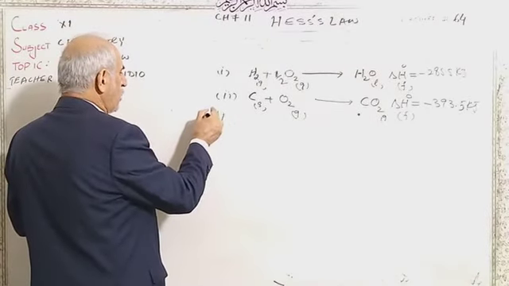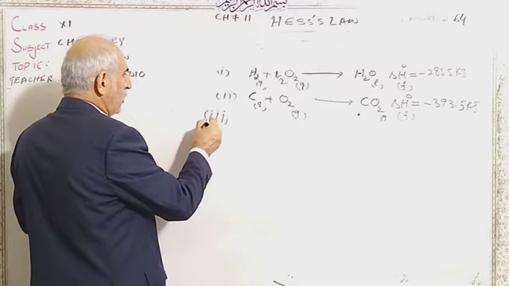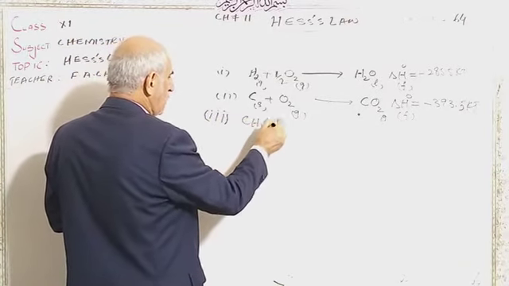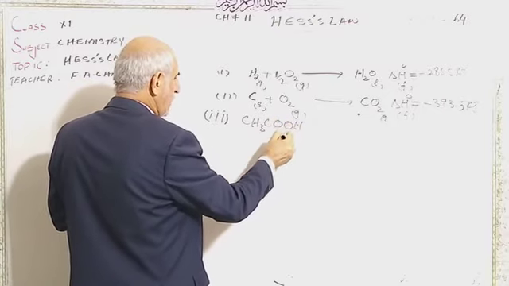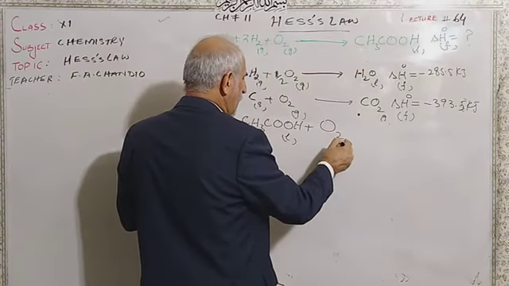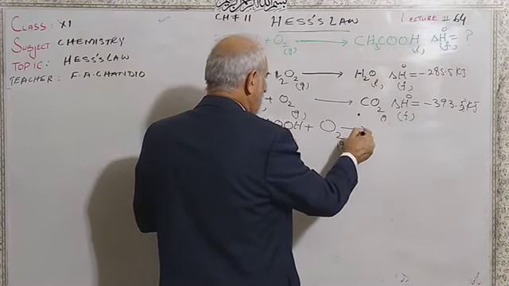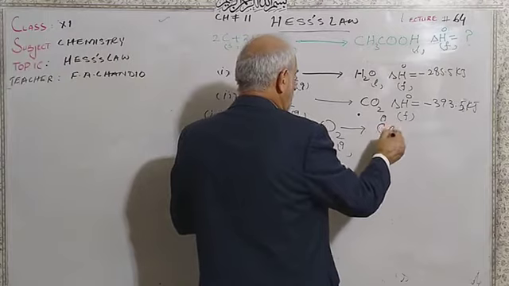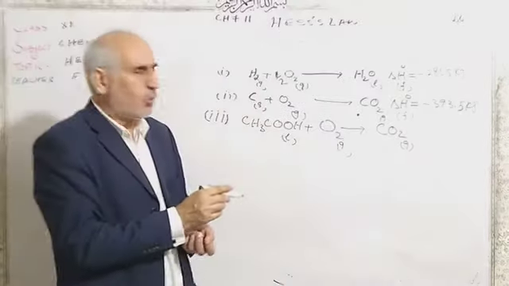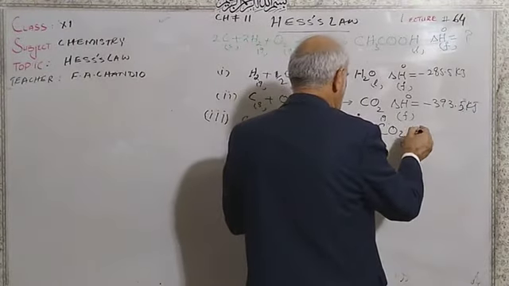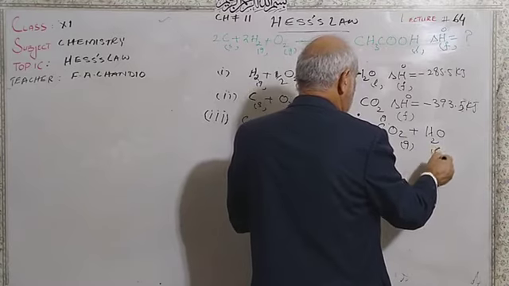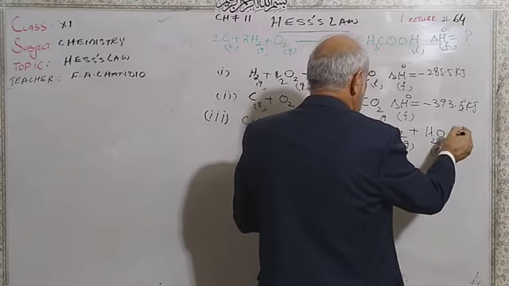So students, this is equation number 3. So I am going to combust ethanoic acid, liquid. Combustion means in the presence of oxygen. Full combustion, complete combustion, gives carbon dioxide gas, because incomplete combustion produces carbon monoxide. Avoid this. Water, liquid, and heat of combustion.